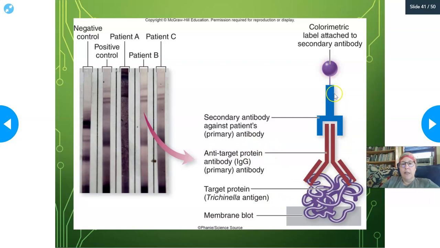And so basically what happens is you will get a dye precipitation where all the proteins are from this reaction taking place. And so you can see in this Western blot that your patient B and patient C both really closely match your positive control, but then patient A probably doesn't. And you can consider patient A as a negative. And so it's just pattern matching there.